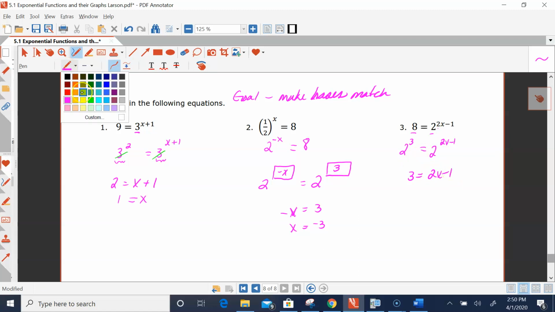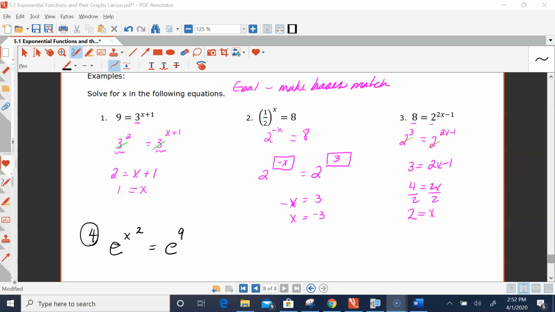So again, when you get those bases to match, it's just like canceling them out and solving the remaining equation. Well, I get 3 equal to 2x minus 1. So I would add 1 and get 4 equal 2x. And dividing by 2 gives me x equal 2. Let's look at one more example. I wrote down example 4.